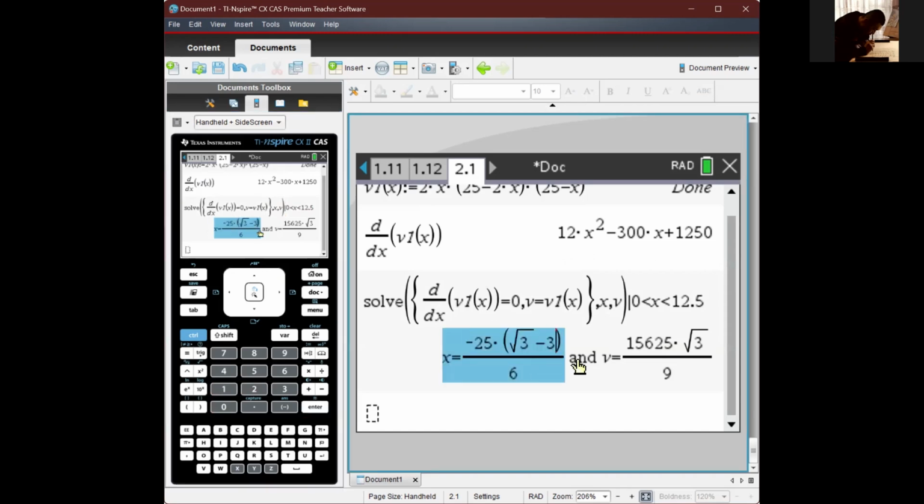So actually you will get this value and this value only, because when you solve a quadratic equation, it will give you two pairs of coordinates, but we just need the positive volume and the corresponding value of x, okay? And don't drop this negative. If you drop this negative, it's not the right x value, or otherwise you say 25 times 3 minus root 3, or just copy the string, okay? So that is minus 25 times root 3 minus 3, divided by 6. And the maximum volume is 156.25 root 3 divided by 9 centimeters cubed, okay?